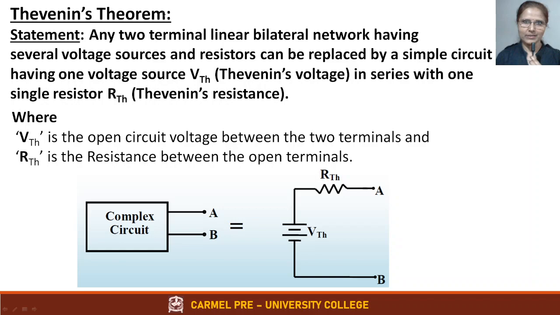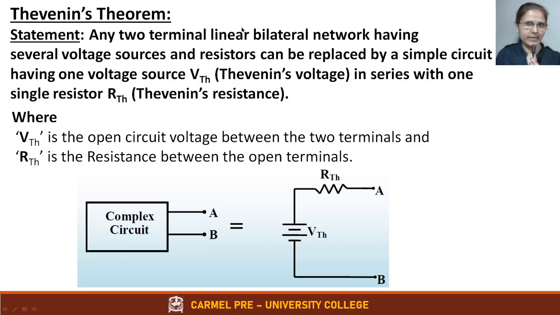According to Thevenin's theorem, the statement goes like this. Any two-terminal linear bilateral network having several voltage sources and several resistors can be replaced by a simple circuit consisting of one voltage source called VThevenin, also called Thevenin's voltage, in series with one single resistance RThevenin, or Thevenin's resistance, where VThevenin is the open circuit voltage between the two terminals and RThevenin is the resistance between the open terminals.